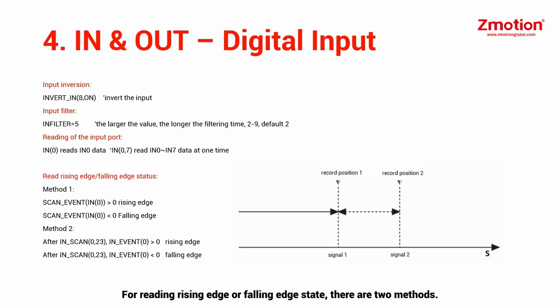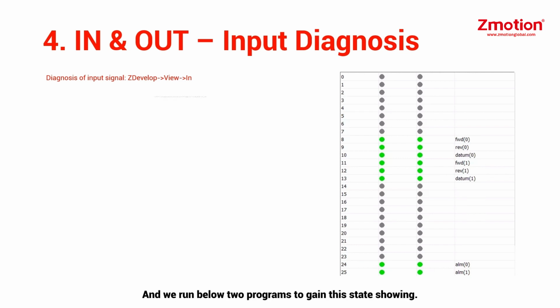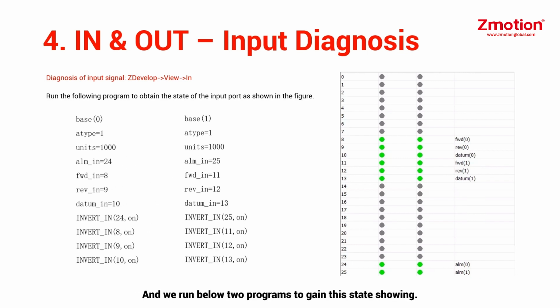For reading rising edge or falling edge state, there are 2 methods. One is using one command directly. Another is using 2 commands. This is the input window. It shows input number, input state, reverse state and special input. Namely, it also can diagnose input, and we run the below 2 programs to gain this state showing.